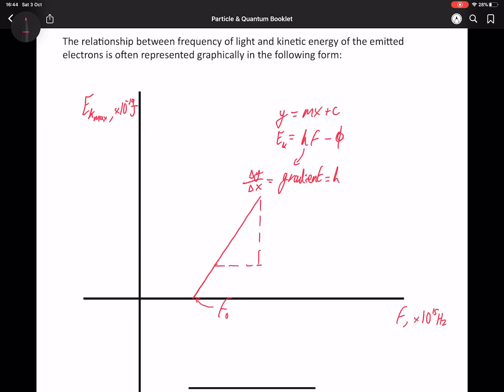Now c in this equation is going to be the work function, and this is not always possible to find graphically. But if they give you enough space in that y-axis that is negative, you can find that y-intercept, and the magnitude of it will be your work function. Otherwise, you'll be expected to use the equation to calculate it.